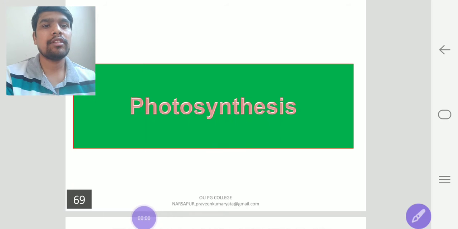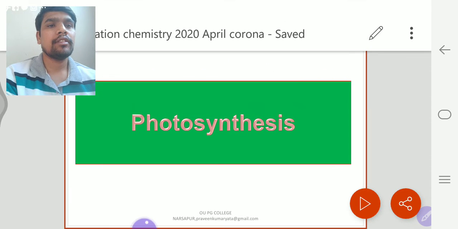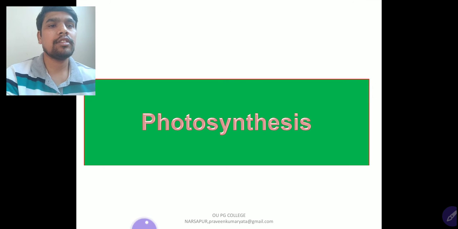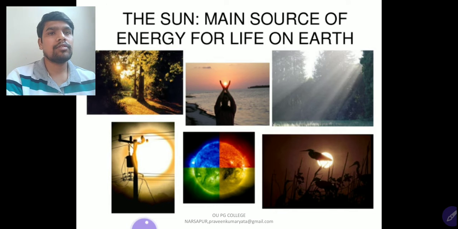So welcome back students, and the next part of this bio-coordination chemistry is photosynthesis. In this photosynthesis, the sun is the main source of energy for life on earth.